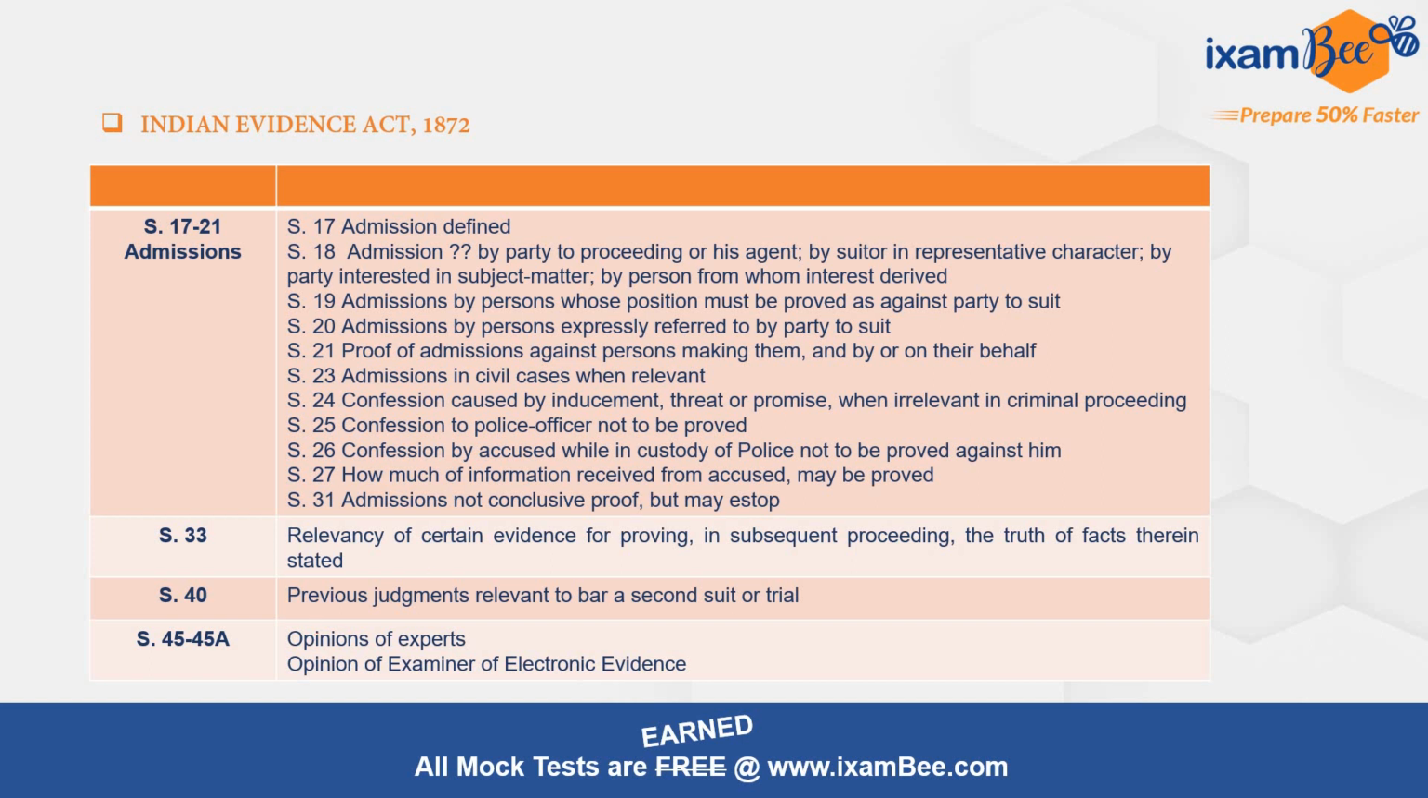Now moving ahead, you can see section 17 to 21, in which provisions with respect to admissions are covered. Section 17 defines admission, which is important for you. Then further you can see admissions by persons whose position must be proved against the party to the suit, proof of admission against persons making them and by or on their behalf.